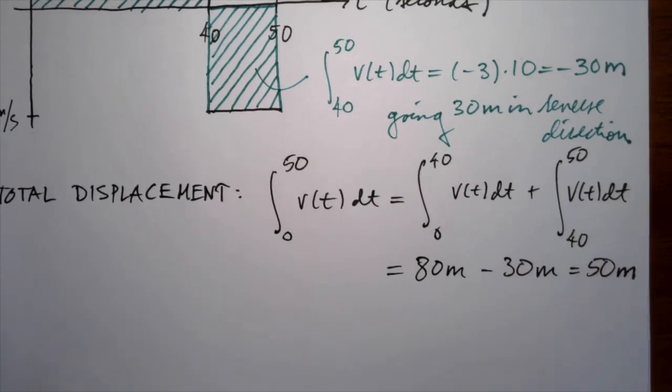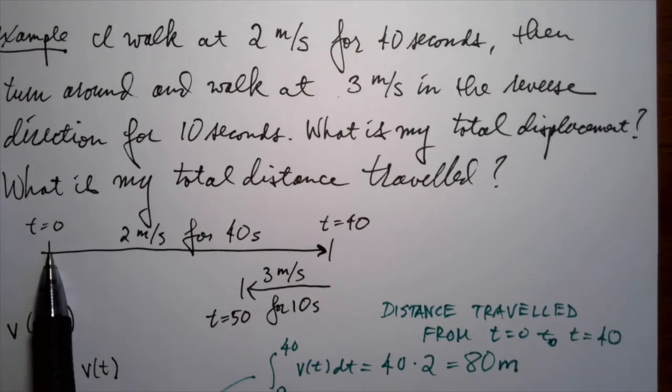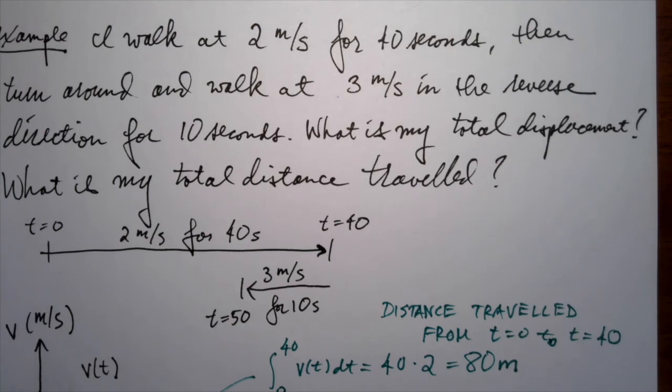So in other words, if I go back to the schematic, if this is my initial position, I move forward and then back, this total displacement is going to be 50 meters.